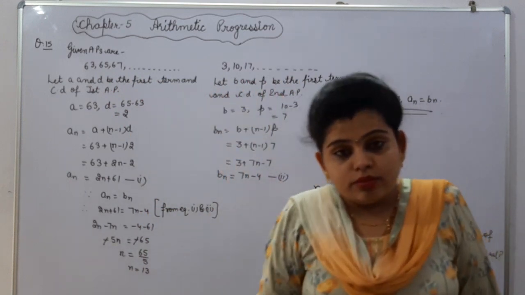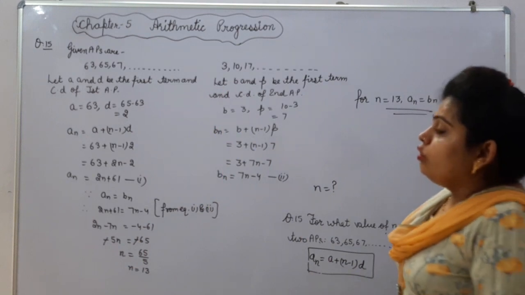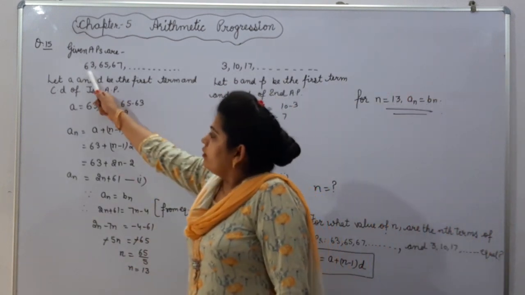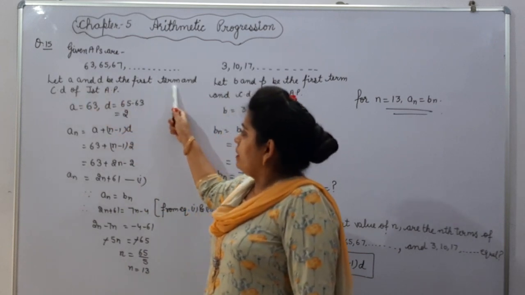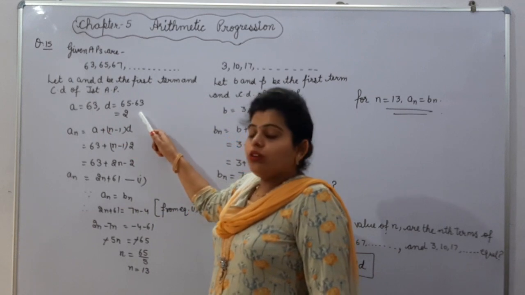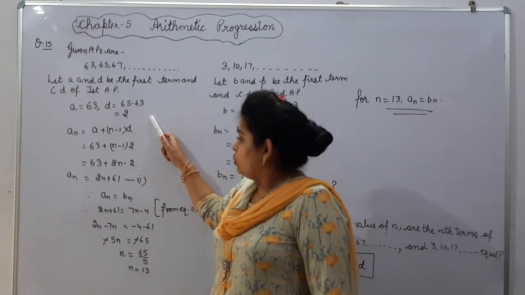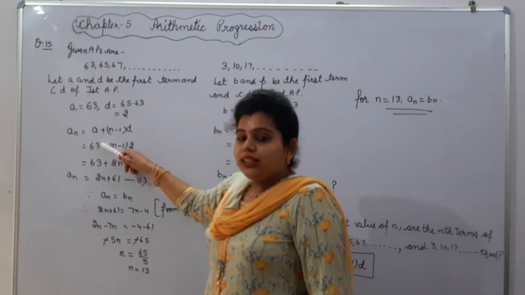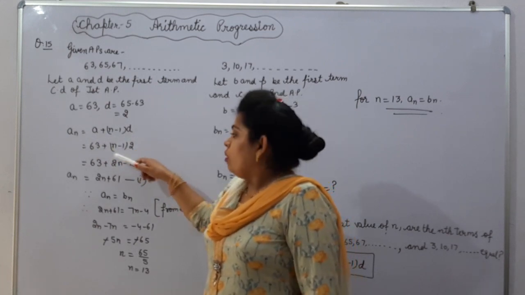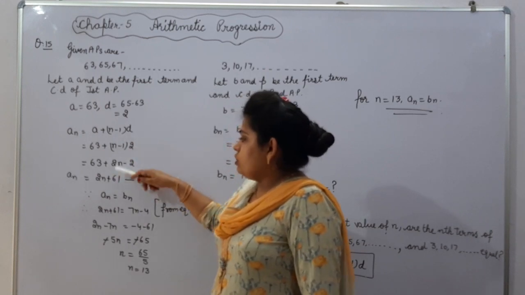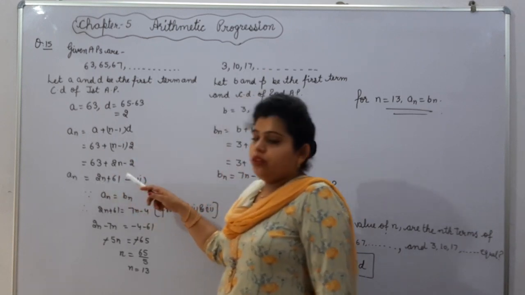Their nth term is equal. So what we will do? We will find their nth term. Let a and d be the first term and common difference of the first AP. So a is equal to 63 and d is equal to 65 minus 63, which means 2. Then an will equal a plus n minus 1 into d. 63 plus n minus 1 into d. We will put the values of a and d, 63 and 2, and on solving this we get 2n plus 61.